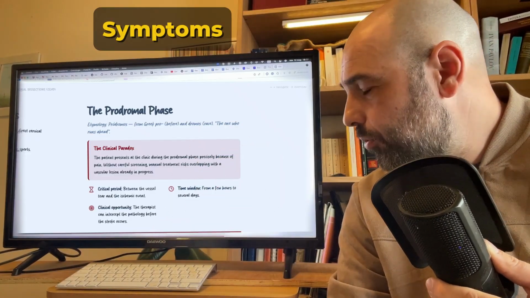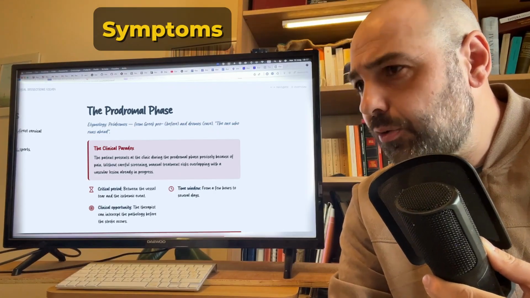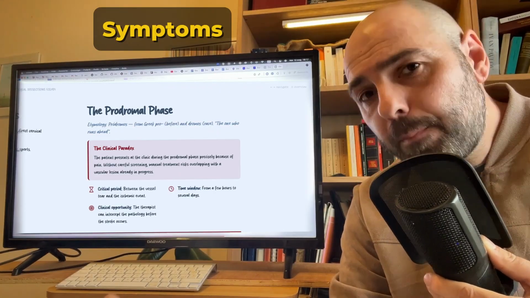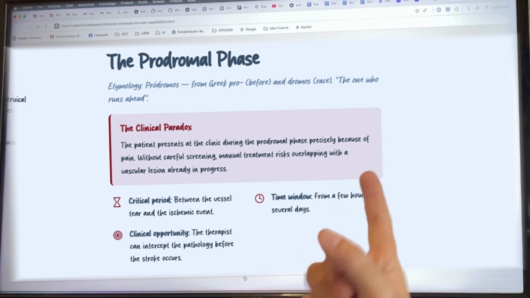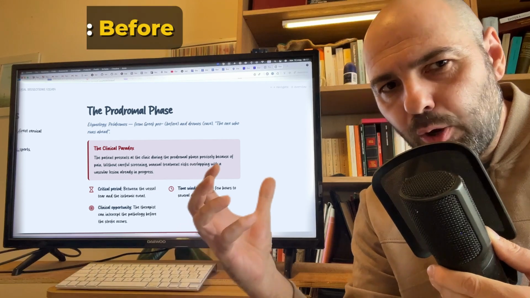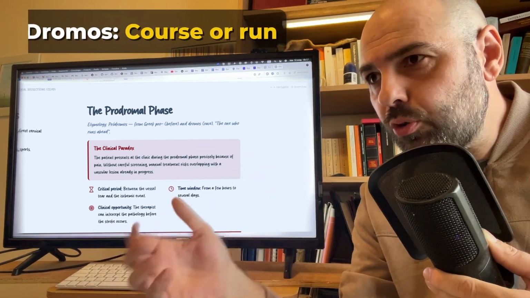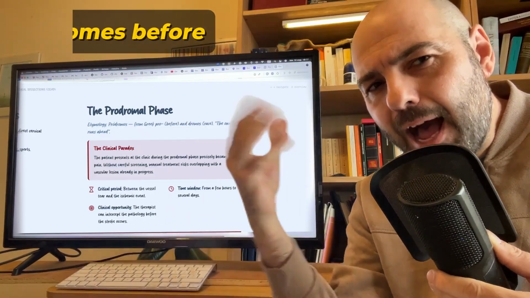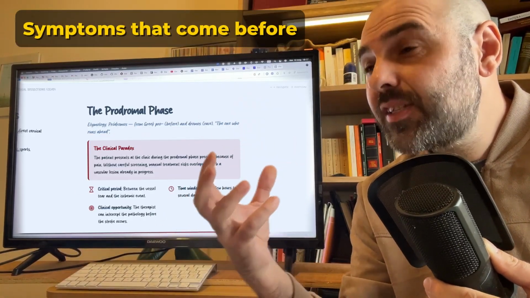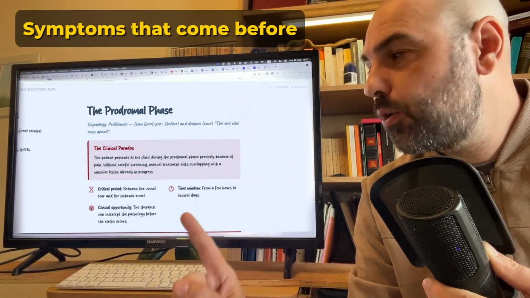Paralysis on one side of the body, loss of speech, cognitive changes, and altered perception. However, there is what is called the prodromal phase, from the Greek pro, meaning before, and dromos, meaning course or run, something that comes before, symptoms that could be indicative of an ongoing dissection.